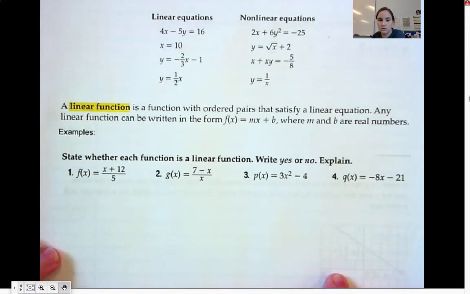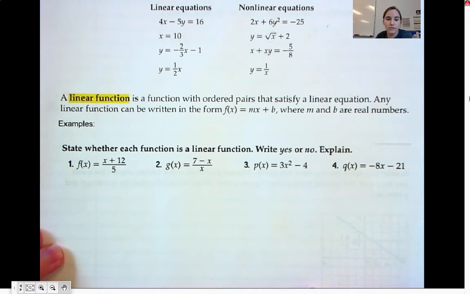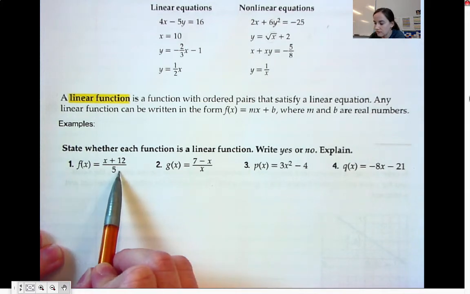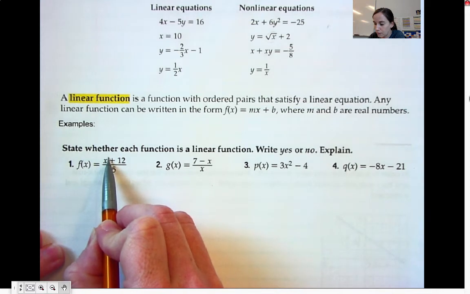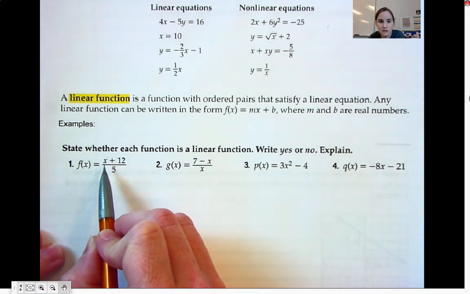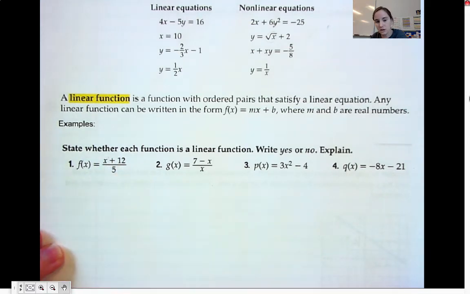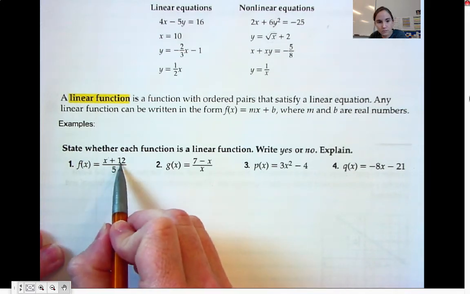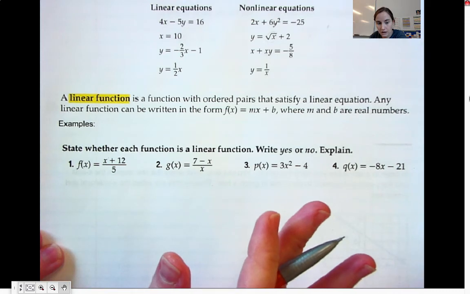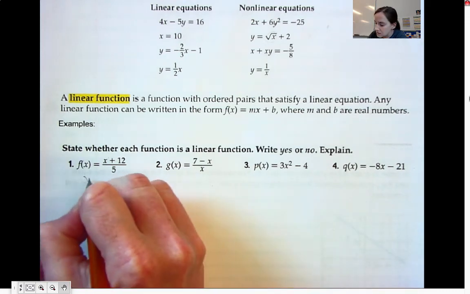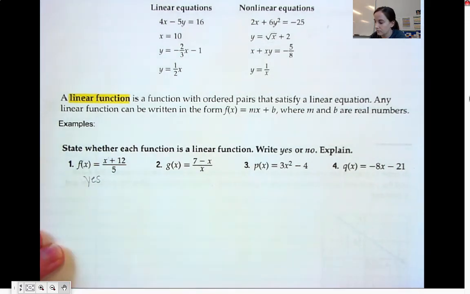So let's take a look down here and determine if the function is linear or not. So in this case, we have an x, and it's only to the first power. We don't see the 1, but we understand it. And it's adding something, it's being divided by a constant. That's all okay. So in this case, yes, this is linear.